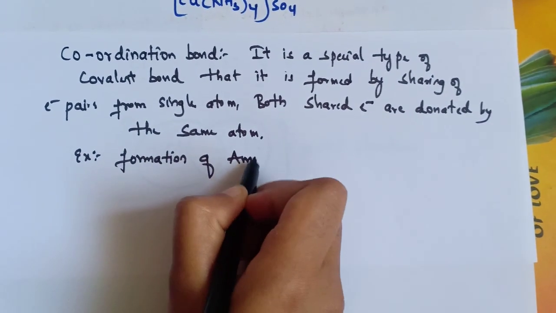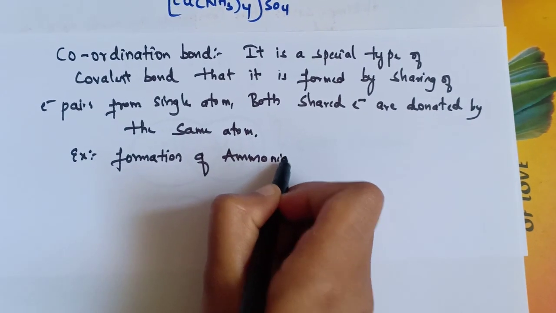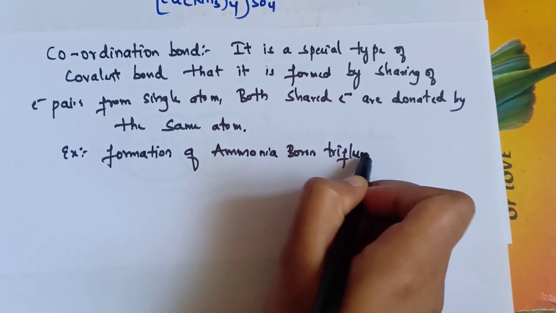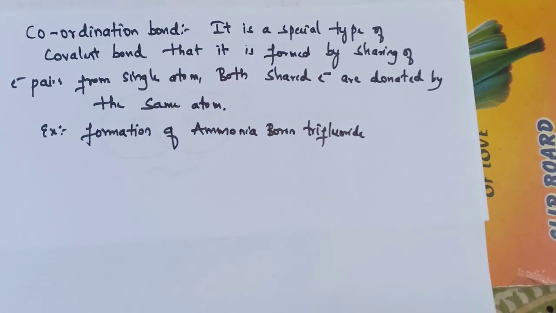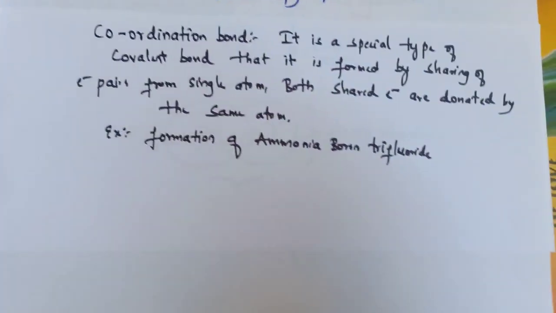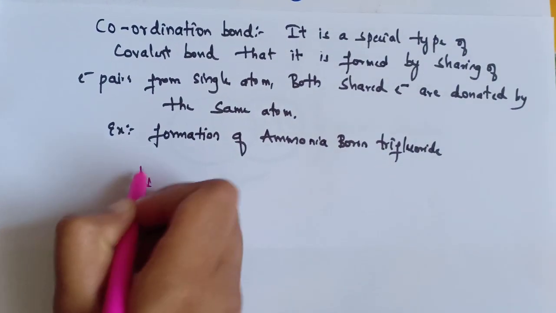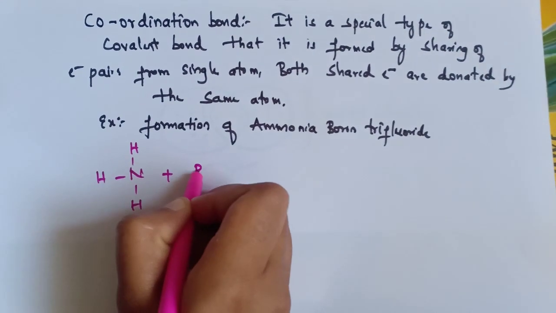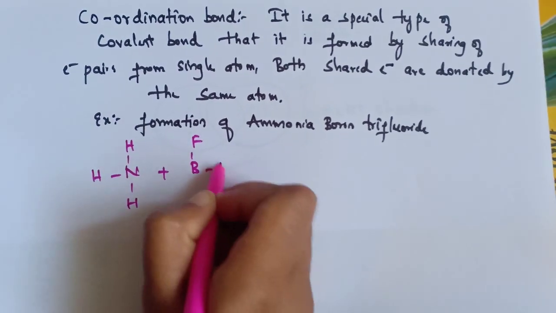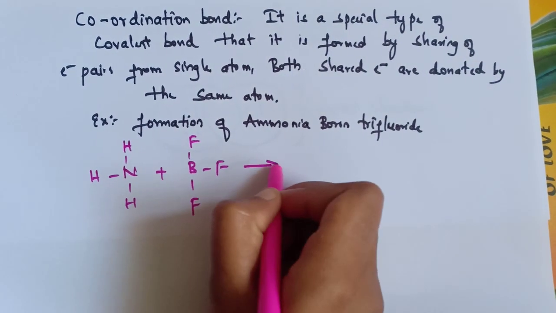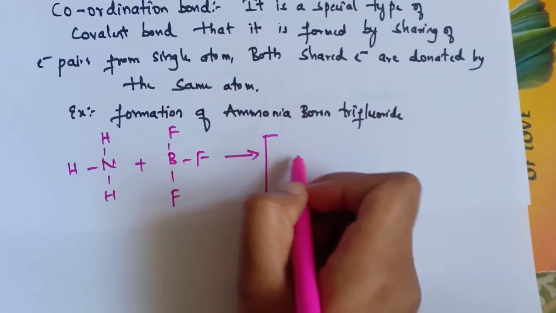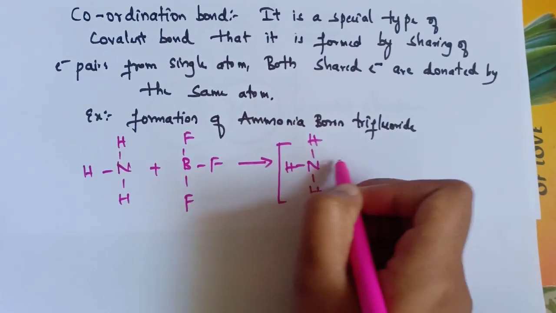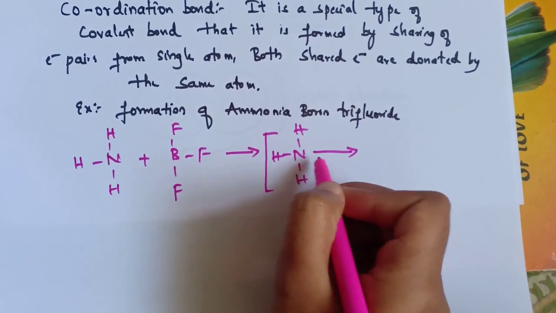Formation of ammonia boron trifluoride. See, ammonia plus BF3, it forms ammonia boron trifluoride. It is a coordinate bond.